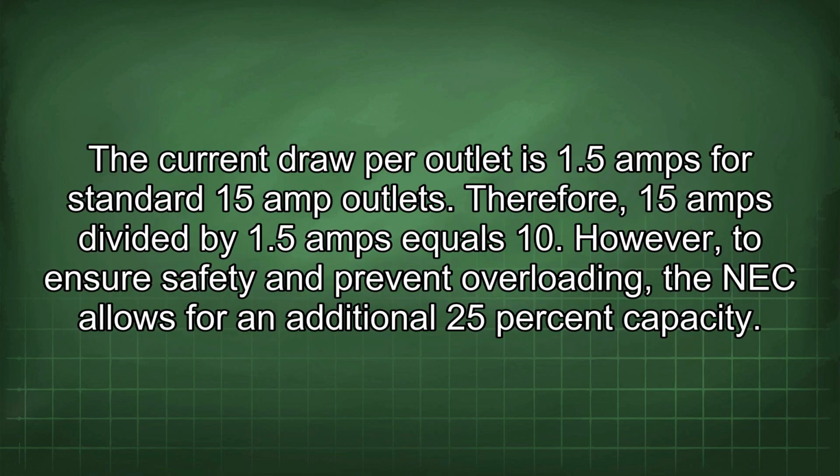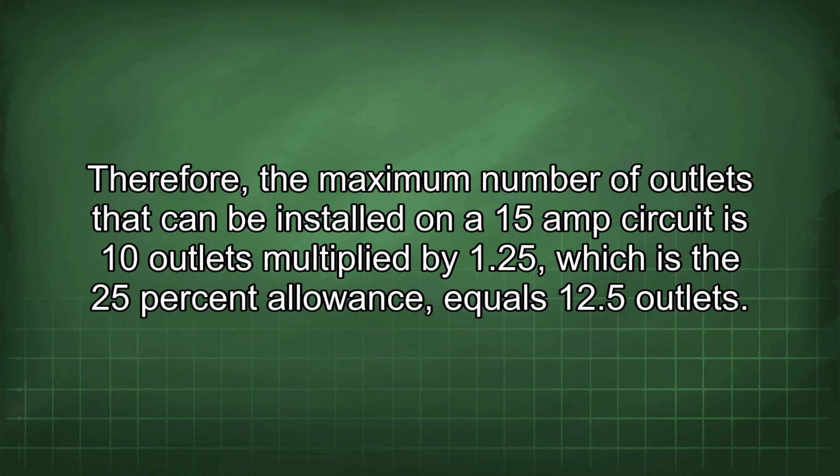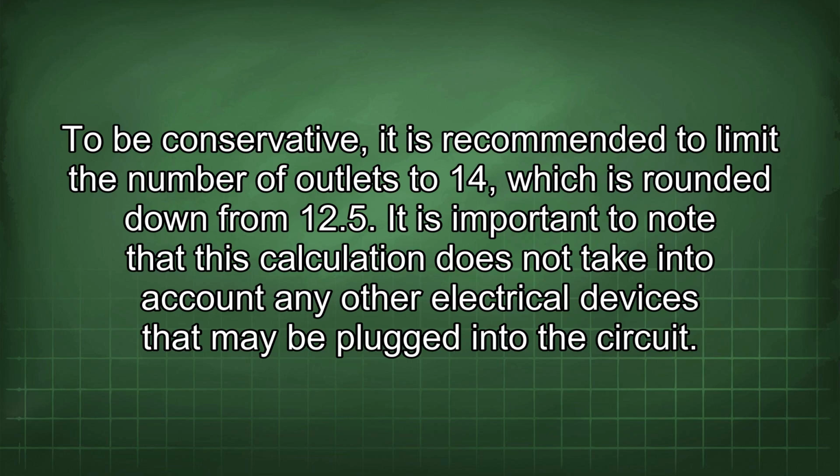The current draw per outlet is 1.5 amps for standard 15-amp outlets. Therefore, 15 amps divided by 1.5 amps equals 10. However, to ensure safety and prevent overloading, the NEC allows for an additional 25% capacity. Therefore, the maximum number of outlets that can be installed on a 15-amp circuit is 10 outlets multiplied by 1.25, which is the 25% allowance, equals 12.5 outlets. To be conservative, it is recommended to limit the number of outlets to 14, which is rounded down from 12.5.